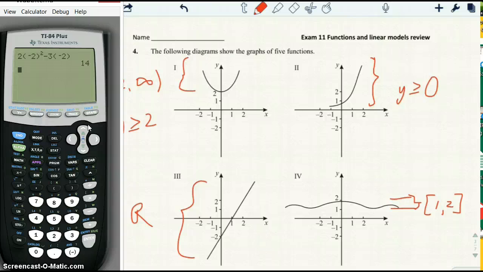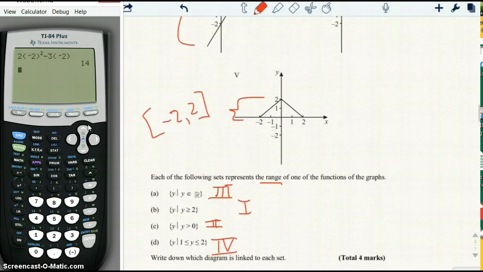Okay, number 4. So these functions we're just going to analyze. We go to the question here. It says each of the following sets represents the range of one of the functions of the graph, and just tell me which one of the graphs corresponds to this range. For example, the first one's an easy one. It just says all real numbers.